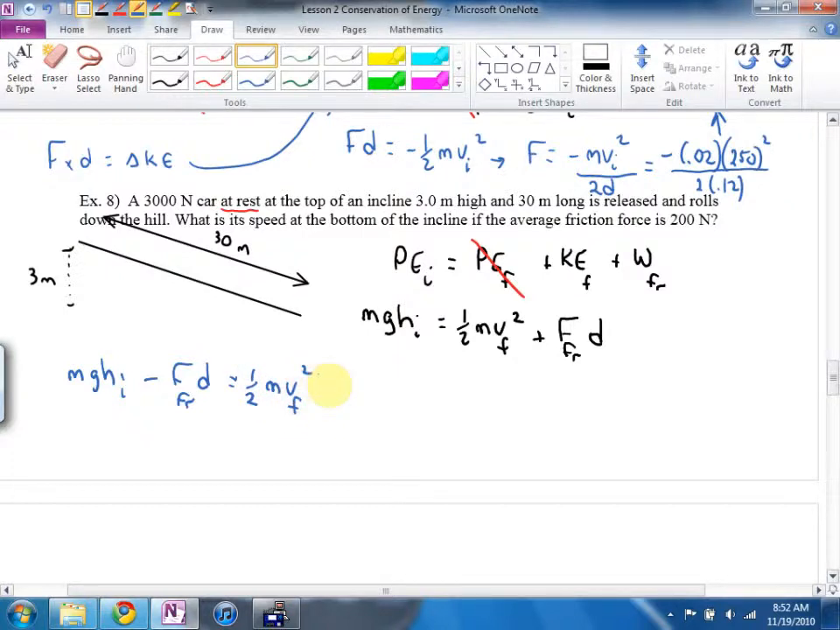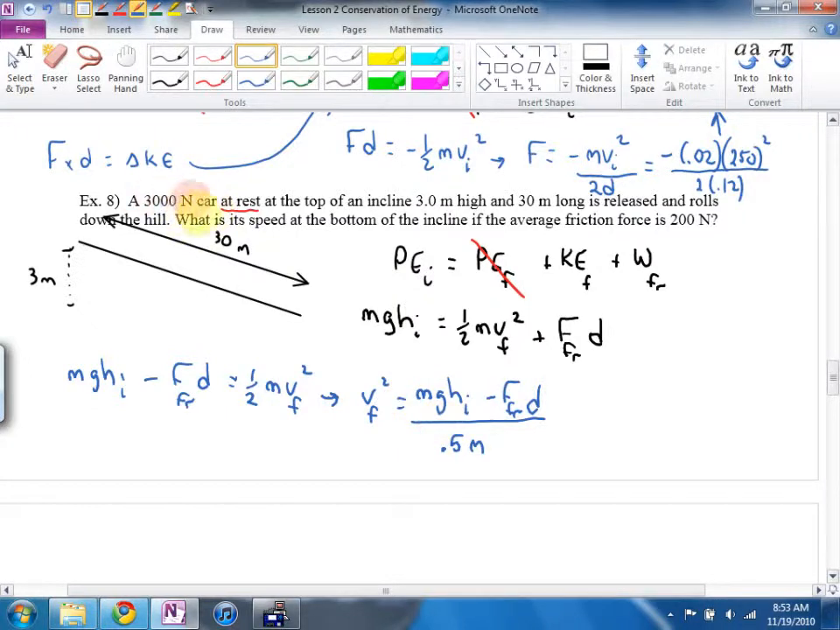How would I get the V by itself? Divide by what and what? Divide by a half and divide by M. Okay. V final squared is going to be M G H initial minus the force of friction times D, all divided by 0.5, there's my one half, M. Is that okay, Si? Do I know the mass? Oh, and by the way, this gives me the squared. What will I do with this answer when I'm done? Square root. Okay. Do I know the mass? Not directly. They didn't tell me the mass of the car.